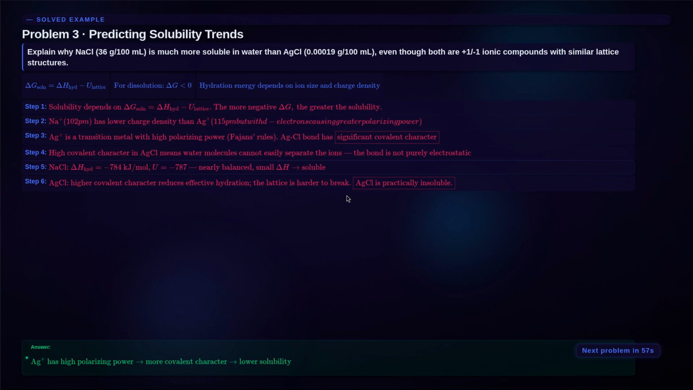Step 5. The effective nuclear charge for beryllium's 2s electron is about 1.7, while for boron's 2p electron it is only about 1.6. Step 6. The 2p electron is easier to remove despite the higher atomic number, because electron configuration matters more than nuclear charge alone.